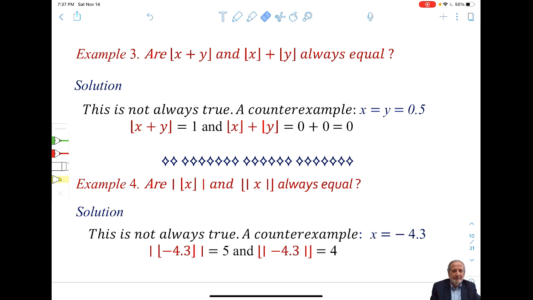You get 0. And this 0. And this is 1. They are not equal.